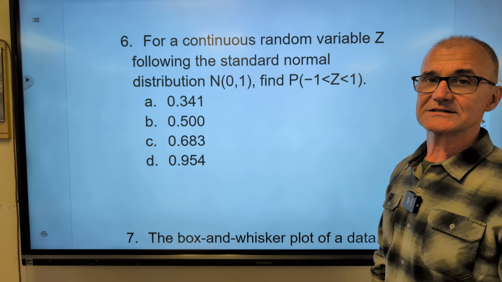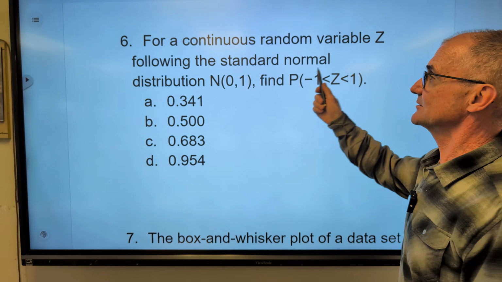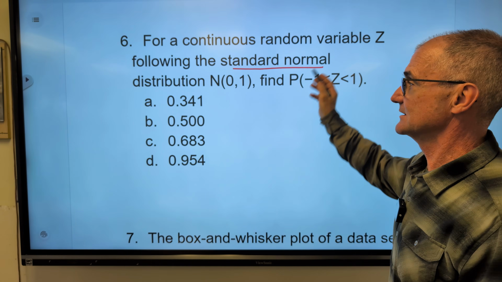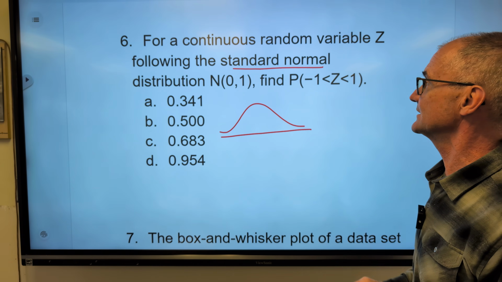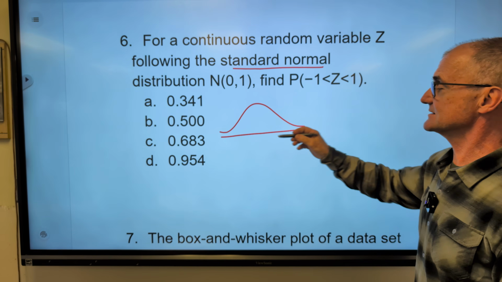Okay, problem number 6. Pause the video, give this one a try. For a continuous random variable z, following standard normal distribution, that's telling you it's a bell curve, N of the set 0 to 1. Find the probability that z is between -1 and +1.